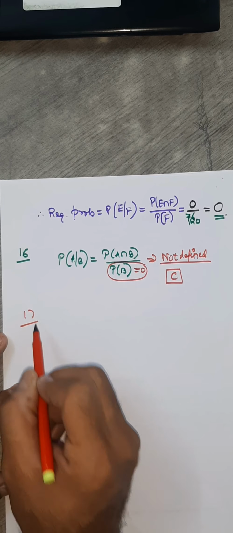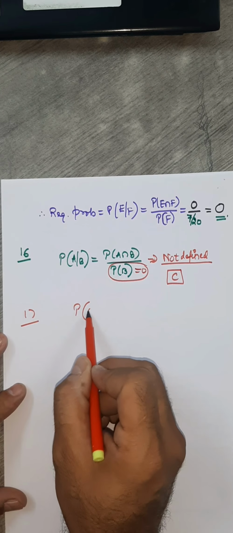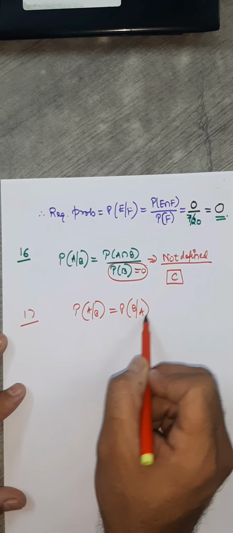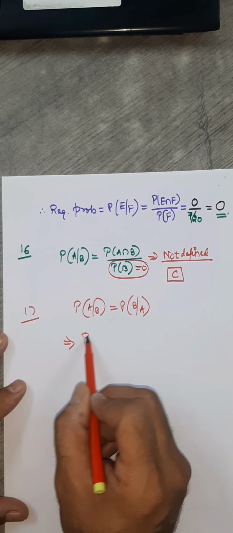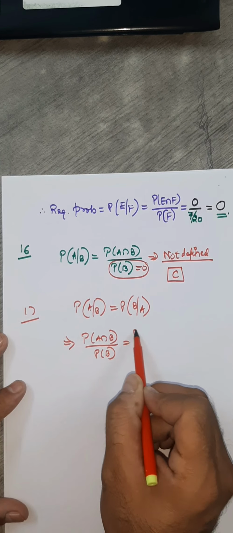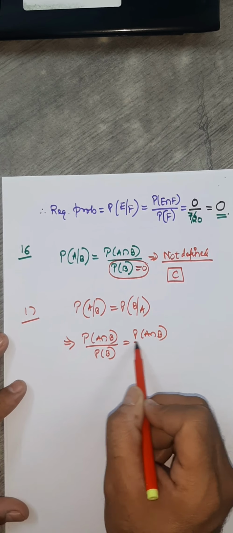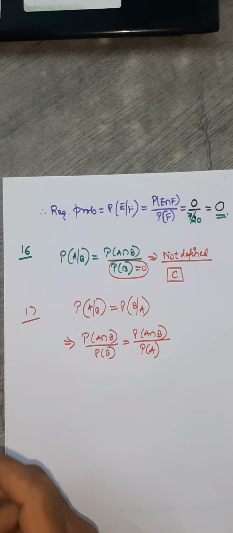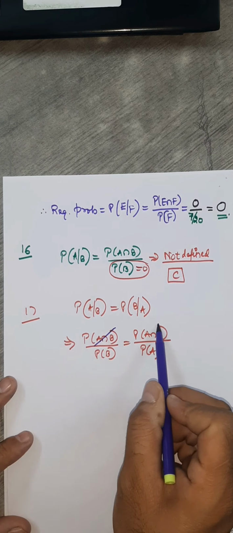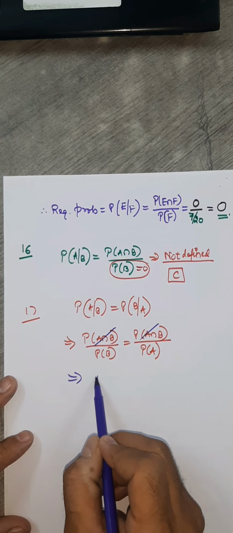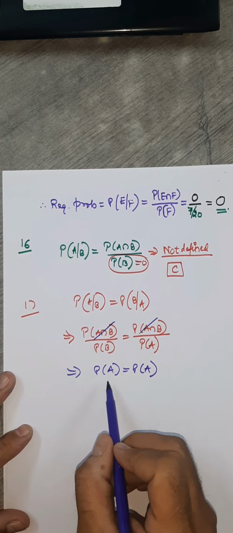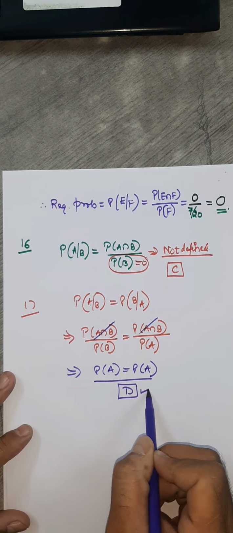17th, MCQ here in the last. You are given that the probability of A given the event B equals the probability of B given the event A. Just write the formula. This is A intersection B upon P of B. This is A intersection B with the probability upon P of A. So here both the numerators will get cancelled. Both are non-zero. So you have P of A equals P of B, and that is nothing but option D.